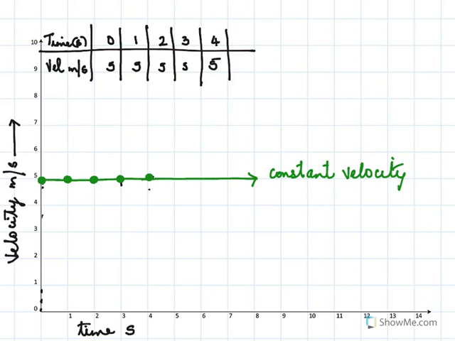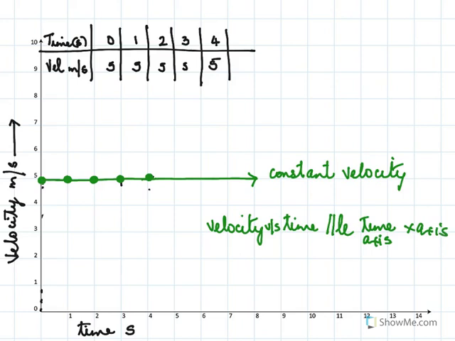velocity. So let me describe this graph. This velocity versus time graph is parallel to the time axis. Which is the time axis? The x-axis. If it is parallel, we can say body is moving with constant velocity. Let us calculate the acceleration in this case.